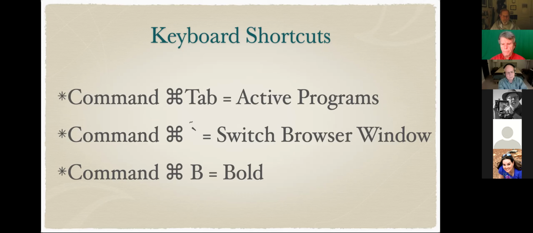Command accent mark. I'm sure there's a better name for that little punctuation mark. It's on the key right below the escape key. It has a tilde and this little accent mark. So when you're in any browser and you want to switch browser windows, you can hit that to switch between browser windows. And then when you're typing anywhere, you can do Command B for bold. So again, another one that's easy to remember, B for bold.